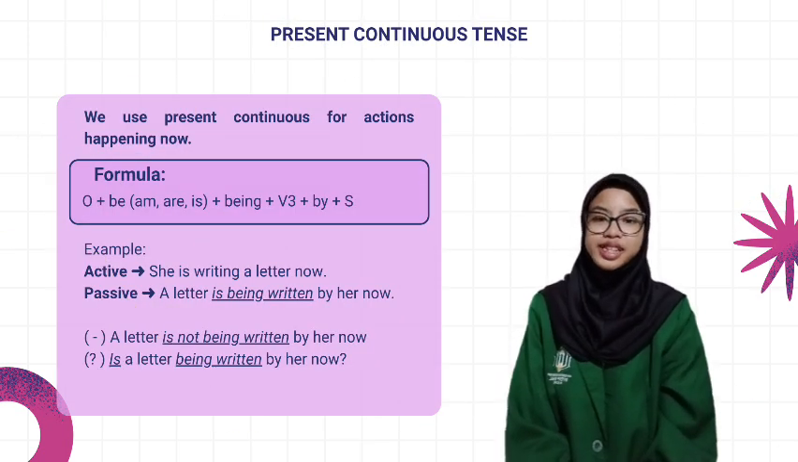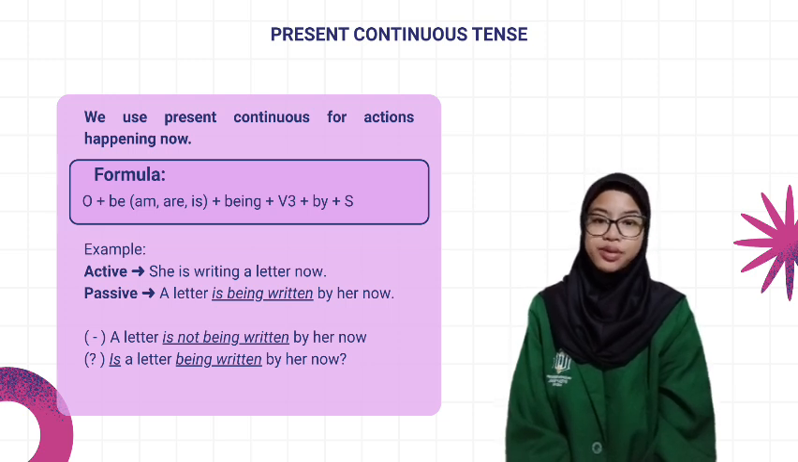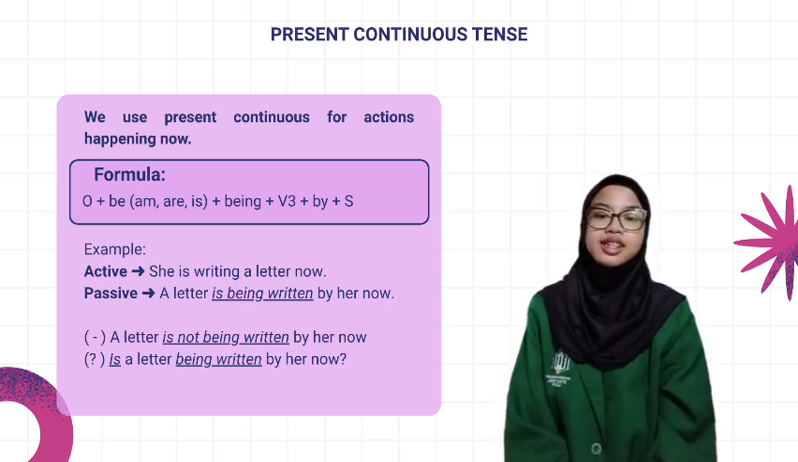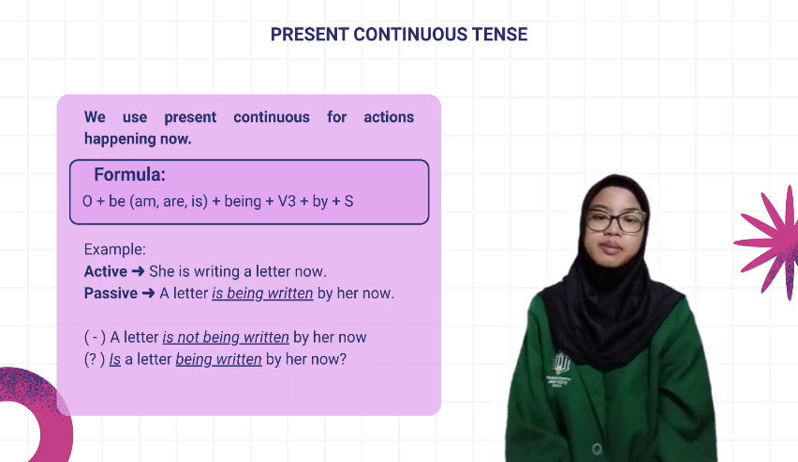Now, let's continue to present continuous passive. The function is, we use present continuous for actions happening now or at the moment. Artinya, tense ini digunakan untuk kegiatan yang sedang berlangsung sekarang. Formulanya, object plus to be (is, am, are) plus being plus verb 3 plus by plus subject.